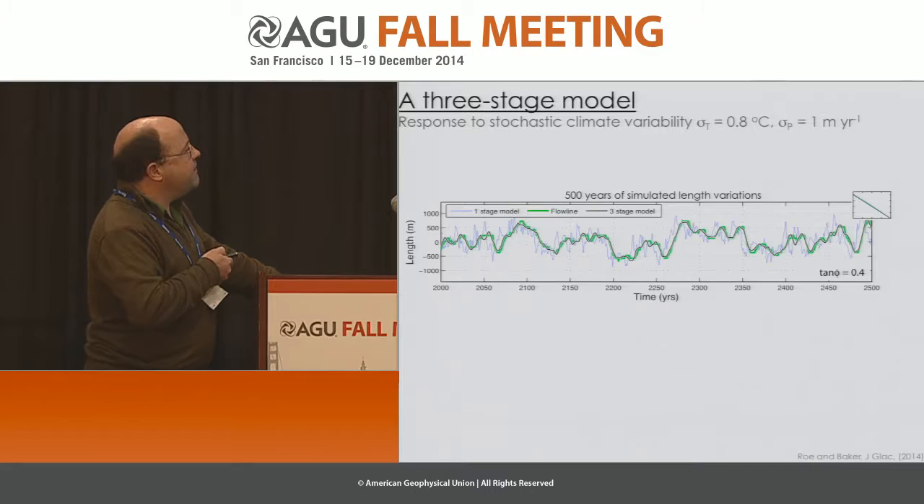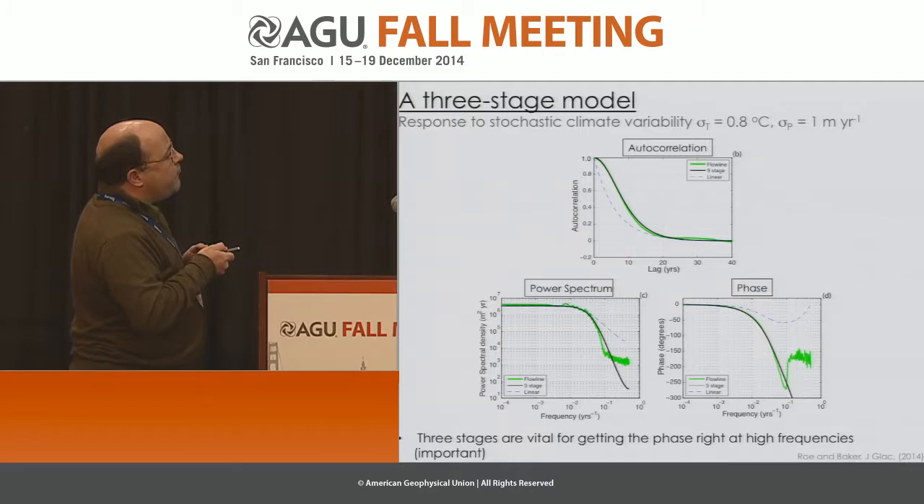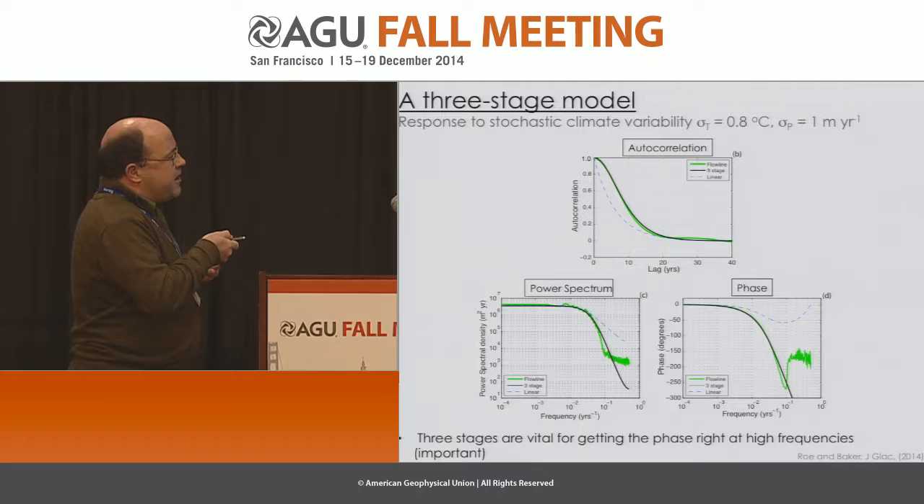We can look at the autocorrelation, the power spectrum, and the phase of these now three models. The autocorrelation is very well emulated by this linear three-stage model. The power spectrum is emulated up until the power is so low that this is grid resolution issues. Something that is, I think, perhaps most significant is that the phase relationship, so the lead or lag with respect to the forcing, is also very well emulated by this three-stage model.